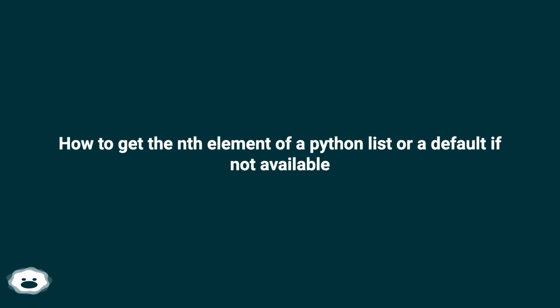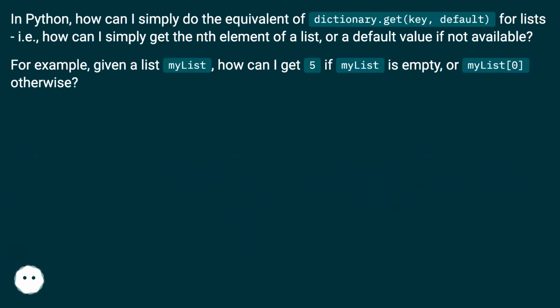How to get the nth element of a Python list or a default if not available. In Python, how can I simply do the equivalent of dictionary.get(key, default) for lists, i.e., how can I simply get the nth element of a list, or a default value if not available? For example, given a list mylist, how can I get 5 if mylist is empty, or mylist[0] otherwise?